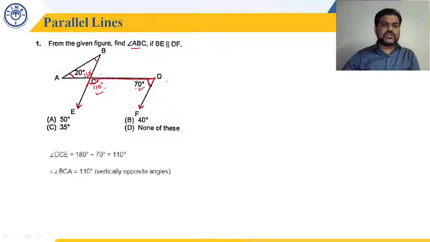Here we have two straight lines intersecting each other. So these two are vertically opposite angles. So if this is 110, this is also 110. Now here you have a triangle ABC, right?